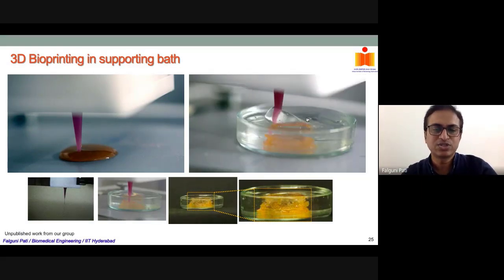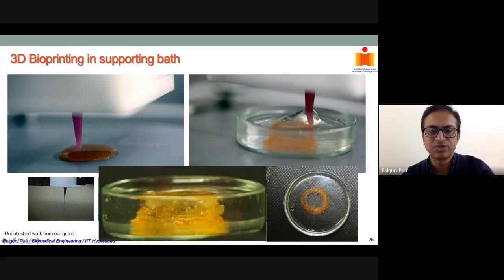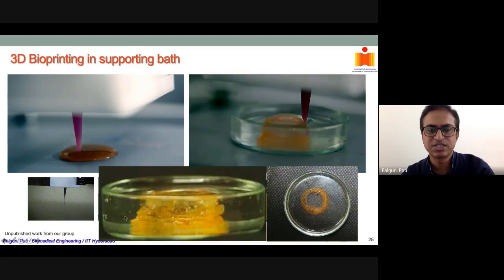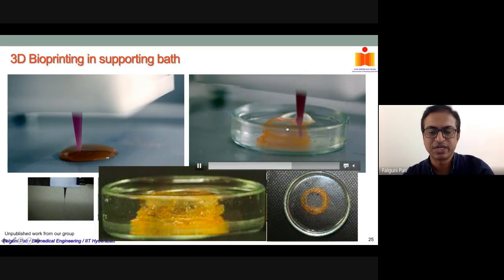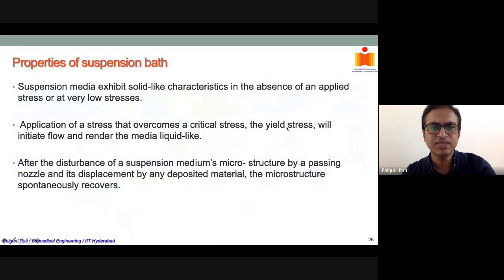So that's why, now in this lab, we can create a 3D structure. Like you see, this is a cylindrical structure we have created in our laboratory. There are some properties the suspension bath, or the supporting bath, should have. There should be a critical yield stress, because unless we move, the gel should not flow, right? Otherwise they cannot support.